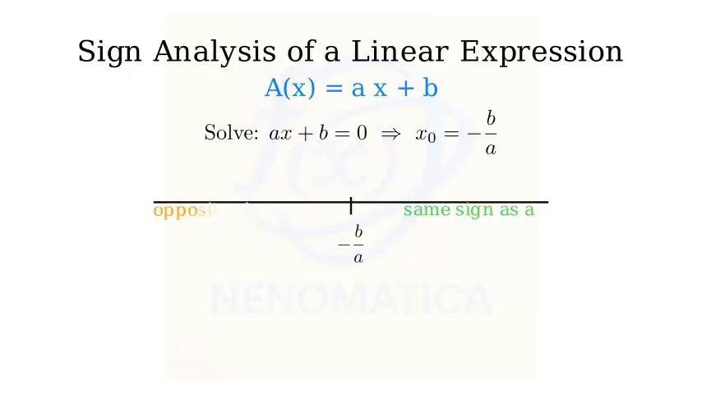Now, visualize the number line. At x equals negative b over a, the expression equals 0. To the right of this point, the value of ax plus b has the same sign as a. To the left, it has the opposite sign of a.